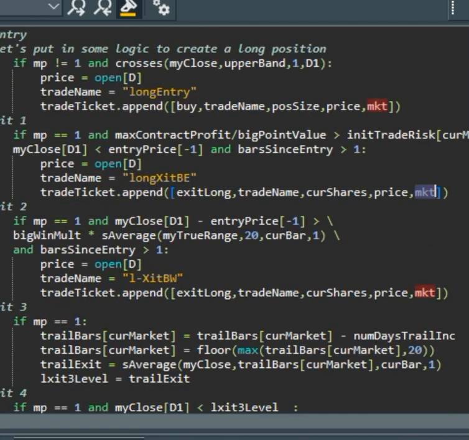That's long exit 1. Long exit 2 is the big winner. If I'm long, MP equals 1, and the close of yesterday minus entry price is greater than the big win mult, which is 10, times the average true range of the past 20 days, and I've been in the trade more than 1 day, I'm going to get out on the open. That's a big winning trade. So that's what you're hoping for, to hit as many of those as you possibly can without giving up too much money on the table.